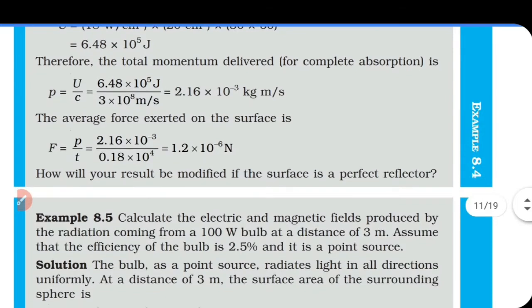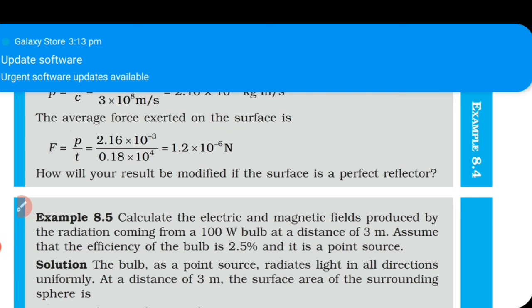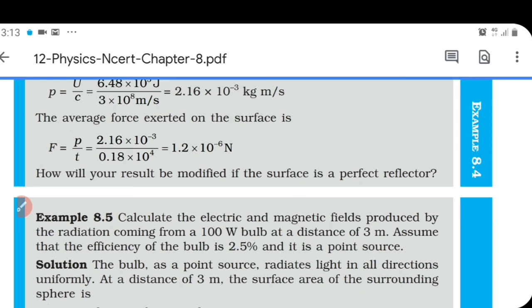So the momentum delivered becomes U by C. So we will get 2.16 into 10 raised to minus 3 kilogram meter per second. So if we have the momentum delivered, we can find the force, because we know from Newton's second law that the rate of change of momentum is force. So we can use the expression F equal to dP by dt, or simply P by T. So substituting, we get 1.2 into 10 raised to minus 6 Newton.